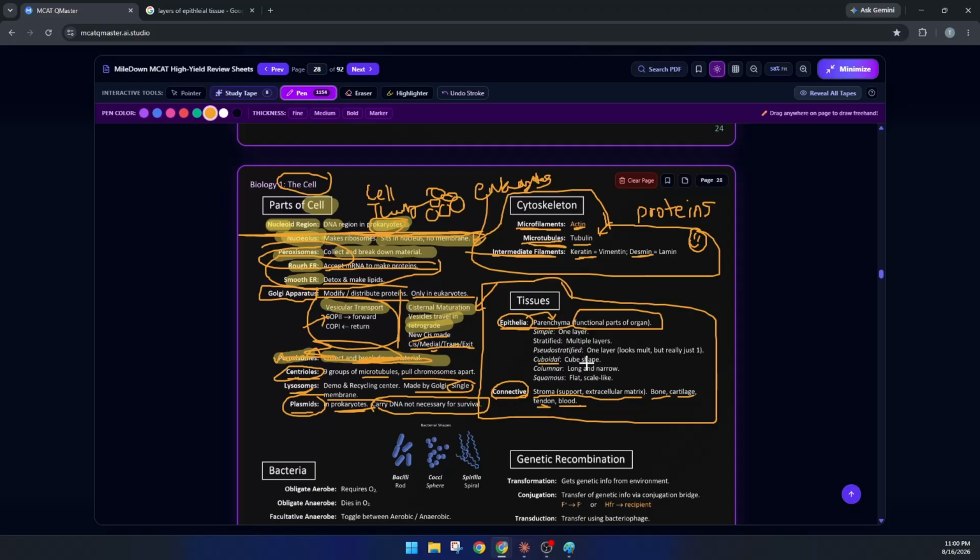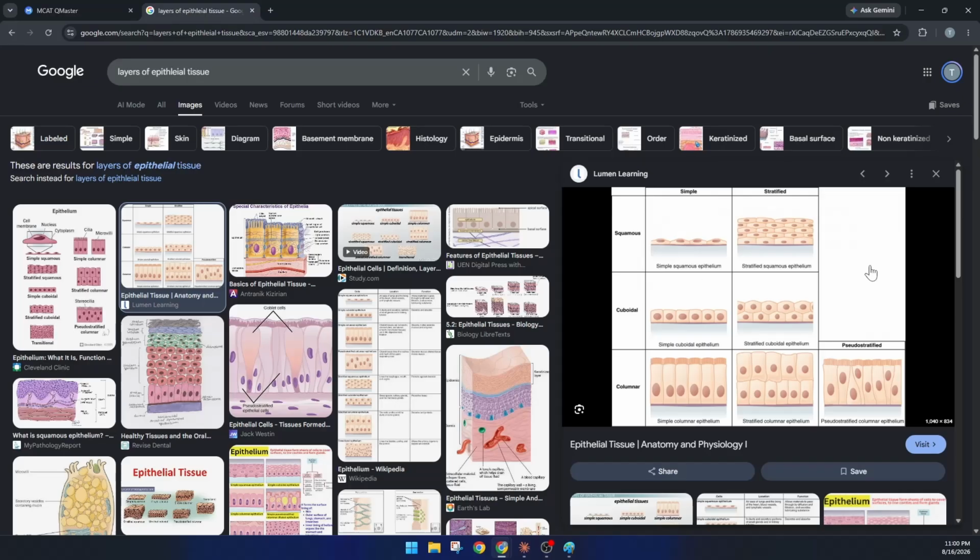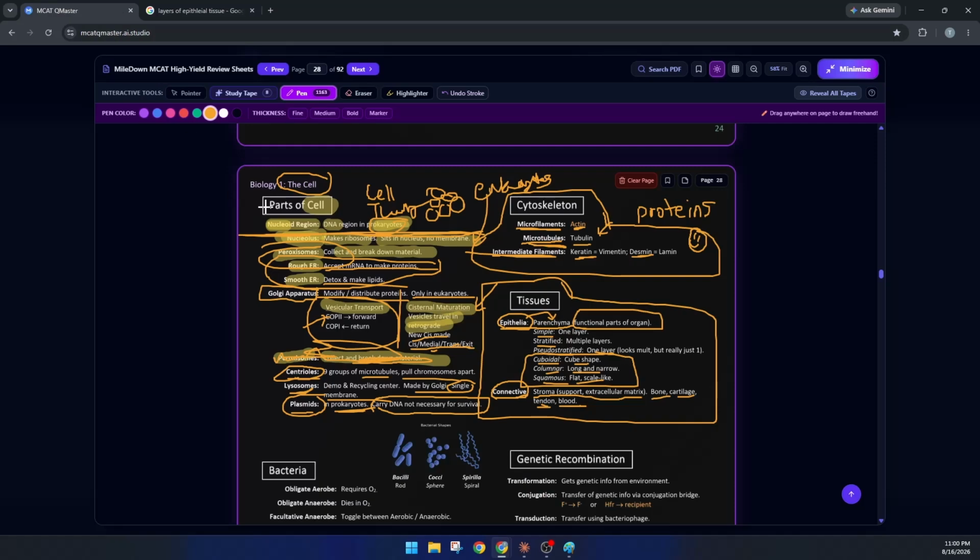So you have to know that. Cuboidal, cube shape, columnar, long and narrow, squamous, flat. And you can look at pictures to help you memorize that. Simple, stratified, pseudostratified. So yeah, this picture is perfect for you to memorize.